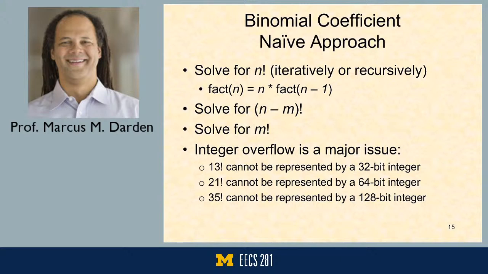Great. I can do that either iteratively or recursively. Doesn't matter. If I want to do it recursively, I do it that way. If I want to do it iteratively, I just take 1 times 2 times 3 times 4 times 5 times 6 all the way up to n, and I'm good. So it's pretty easy to solve for n factorial.